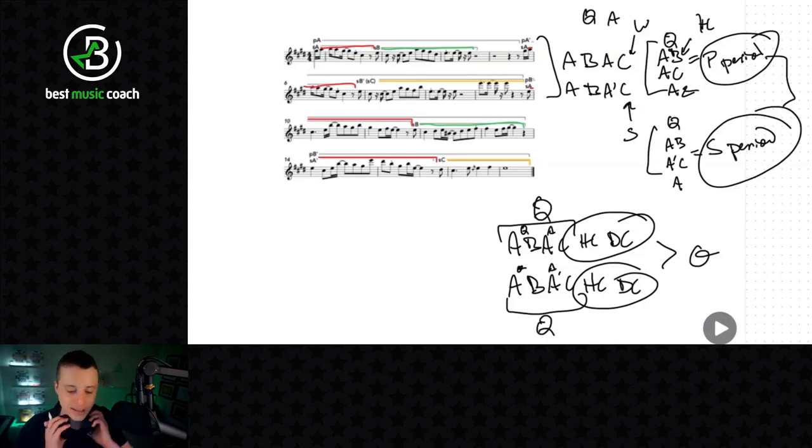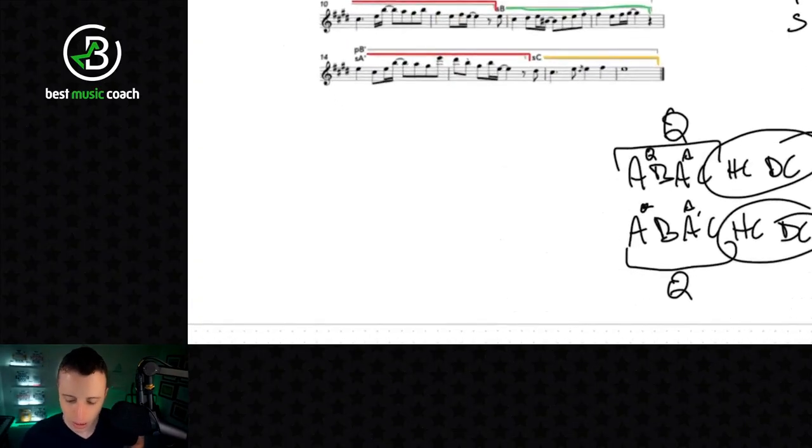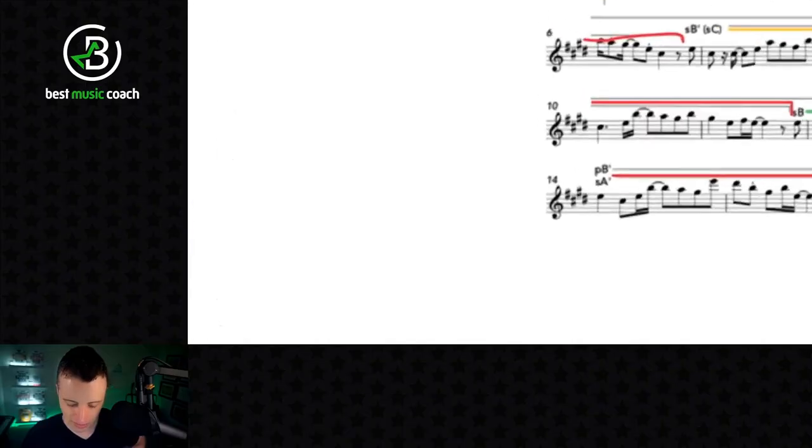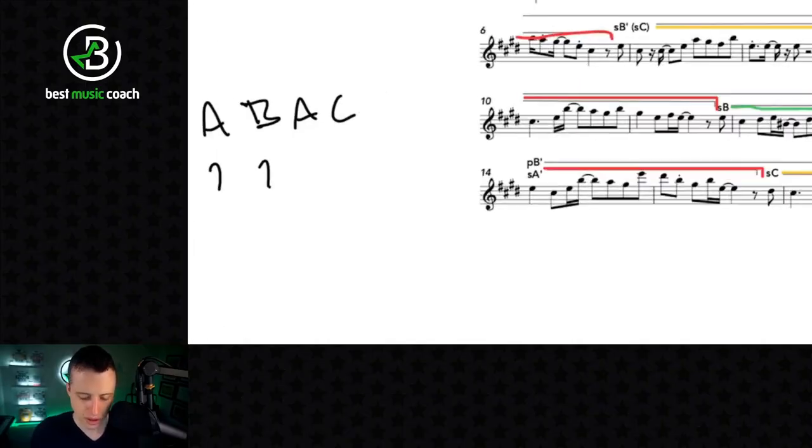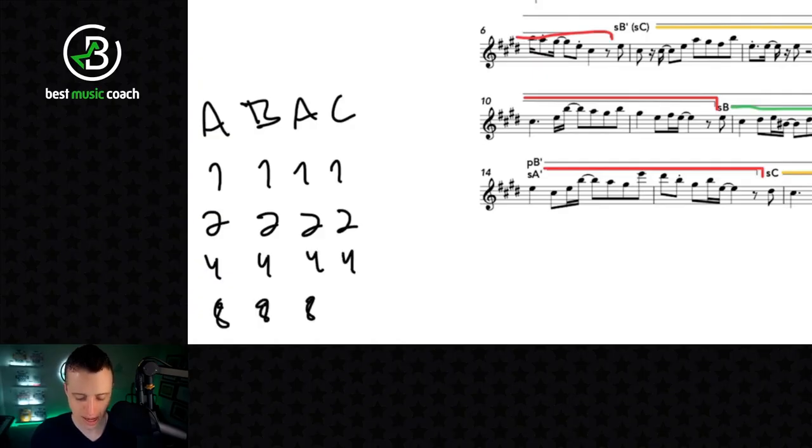Okay, so create 10 to 30 ABAC frameworks. Now, when we think about creating these ABAC frameworks, the A can either be A or it can be A prime. Each can be one measure. Each can be two measures. That's what we see here. Each is two measures. Each can be four measures. Each can be 8 measures.